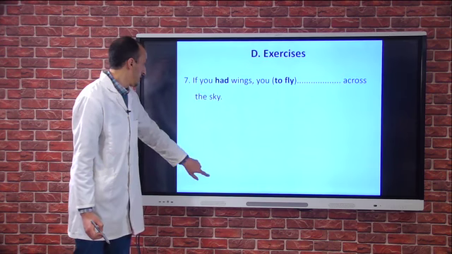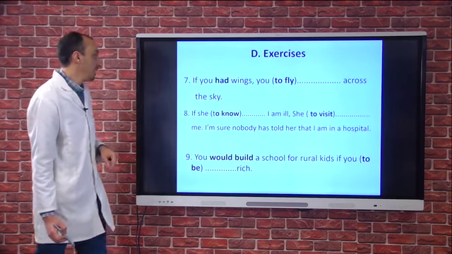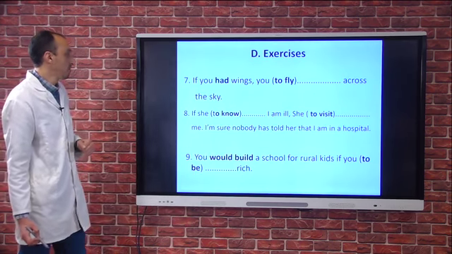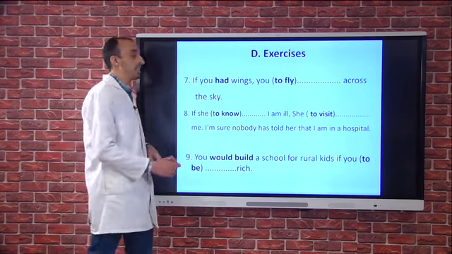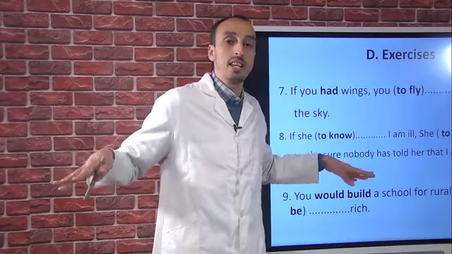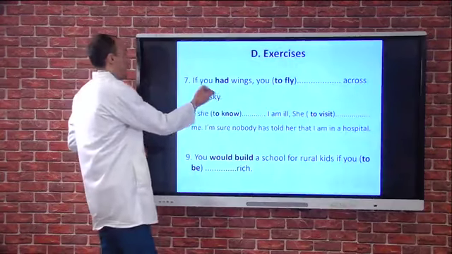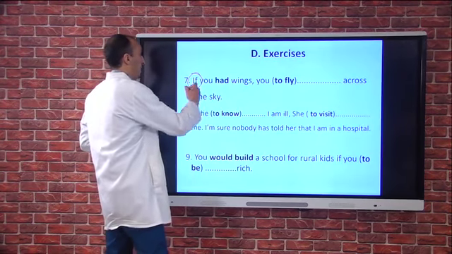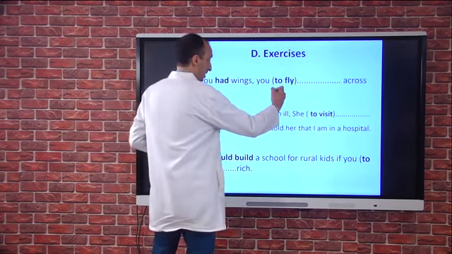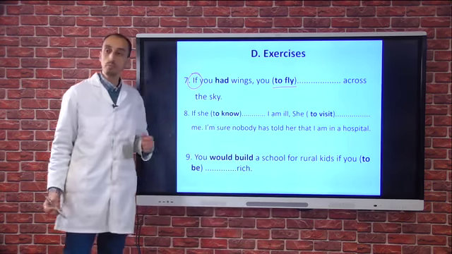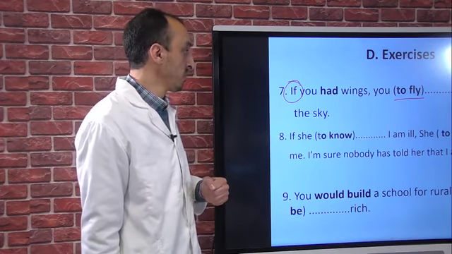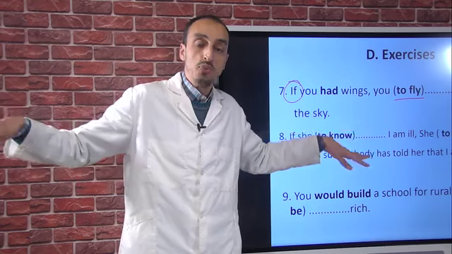For exercise number 7, 8, 9, look at 7. If you had wings, a bird has wings. So we have the verb in the if clause, and we are going to look for the verb in the main clause. The verb fly, bird fly.